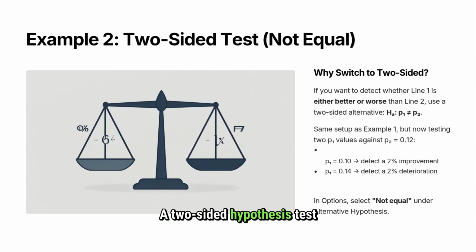A two-sided hypothesis test is used when the objective is to determine whether there is any difference between two populations regardless of the direction of the difference. This type of test is appropriate when you want to know whether one population is either better or worse than the other, rather than testing for improvement or deterioration only. In a two-sided test, the null hypothesis, H0, states that the two population proportions are equal. H0: P1 equals P2. The alternative hypothesis, H1, states that the two population proportions are not equal. H1: P1 is not equal to P2.